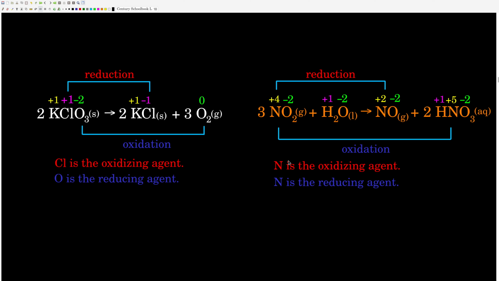Now physically, guys, what's happening here is some of the molecules of nitrogen dioxide end up as nitrogen monoxide. In those molecules, the nitrogen is being reduced. And some different molecules of nitrogen dioxide end up as nitric acid. In those molecules, the nitrogen atoms are being oxidized.